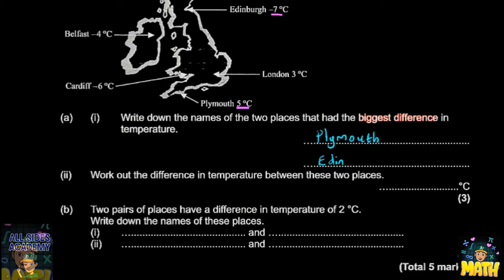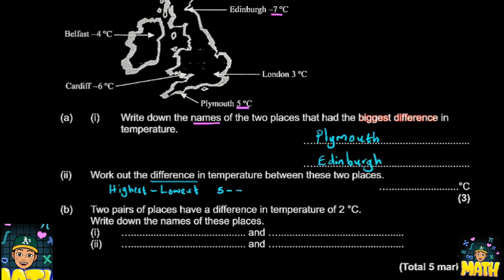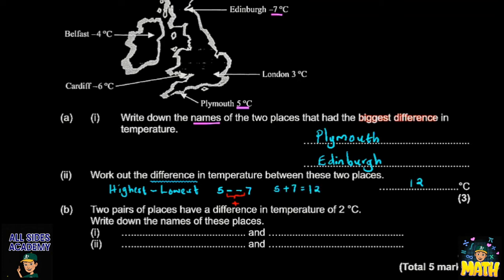In the second question, we have been asked to work out the difference in temperature between these two places. Difference is always given by highest temperature minus lowest temperature. So I'll write that. Highest minus lowest. Our highest has 5 degrees Celsius, our lowest -7. So 5 minus -7. The two negatives will turn and be positive. So we will write that as 5 plus 7, and that gives us 12 degrees Celsius.